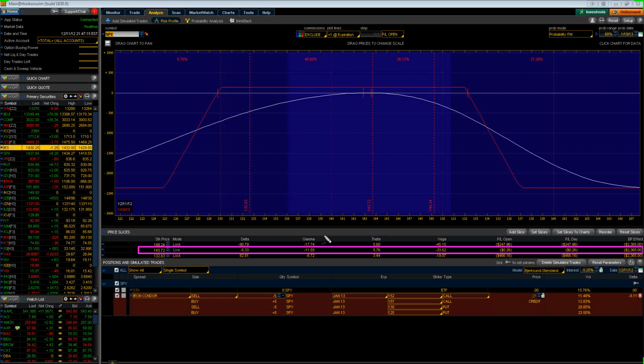But you can see here, I've got my gamma defined as minus 11.55. I have my delta defined as minus 0.33. I've got my theta defined as positive 5.76. Vega defined as negative 33.52. So that's my instrument panel.